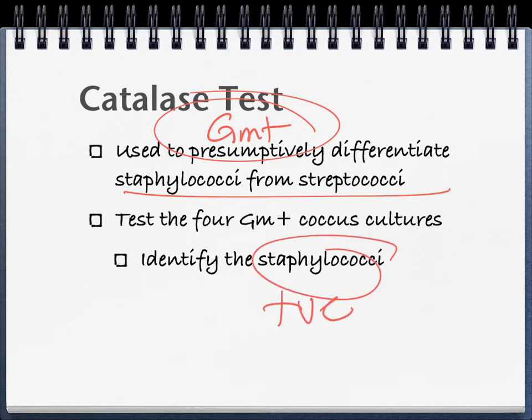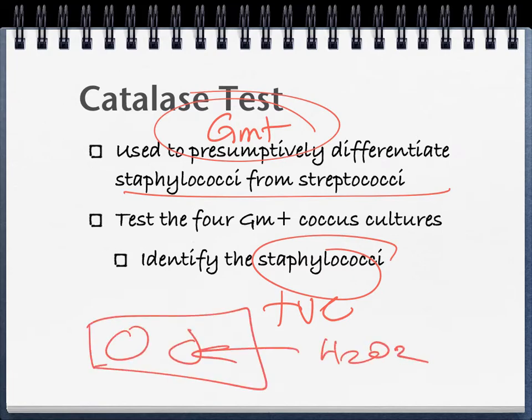And remember, to do the catalase test, it's going to be simple. As many drops of hydrogen peroxide as you want on each slide. You can do 2, you can do 4, whatever you want. On the cart, there's a plate that says gram-positive cocci, A, B, C, and D. Take a loop, mix it in. What does a positive look like? Bubbles. So bubbles means positive. If you see bubbles, what's your assessment? It's a staphylococci.